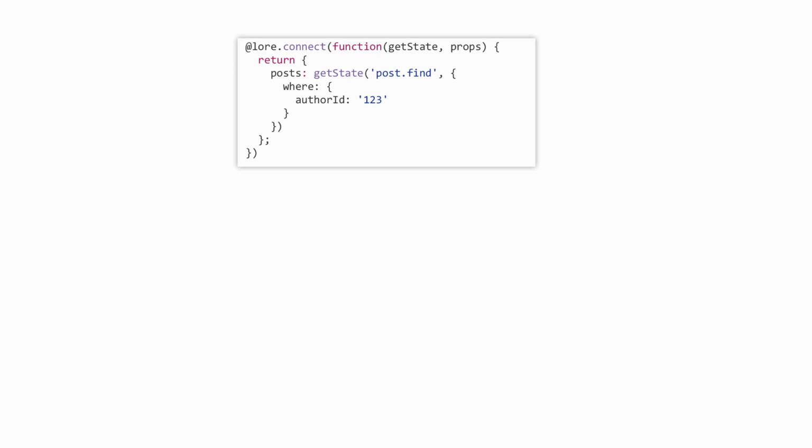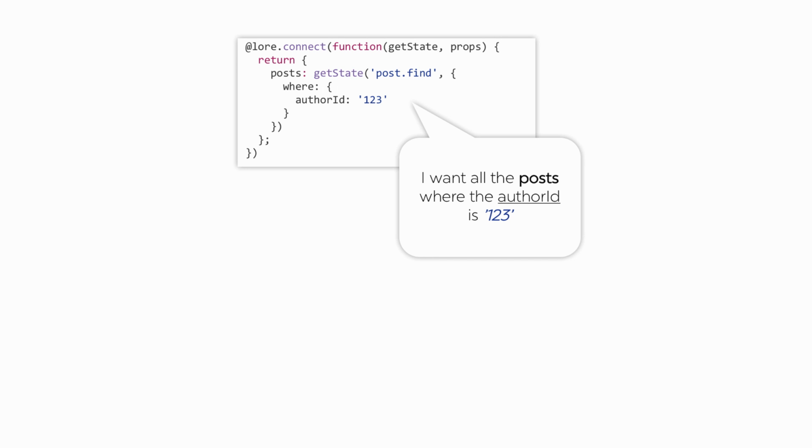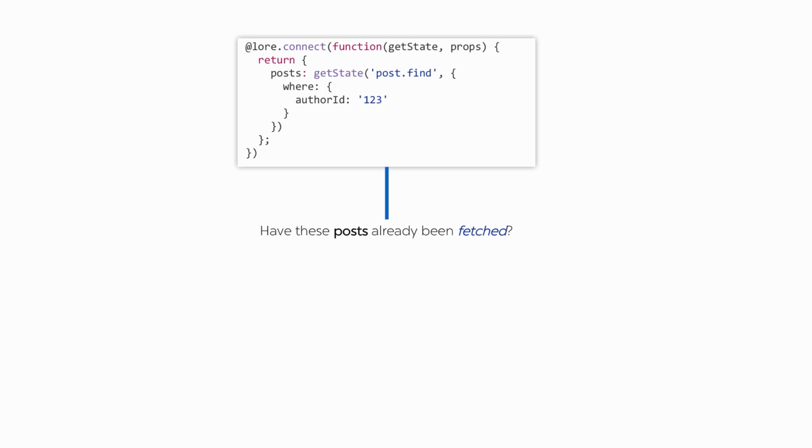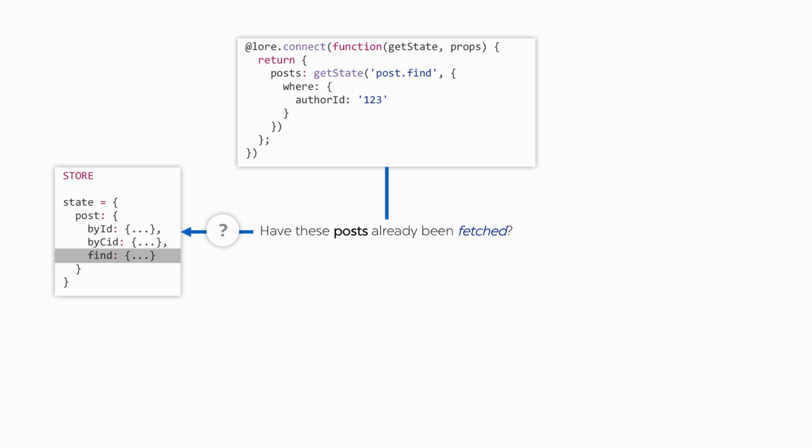And we're going to make it a little more complex. So we're going to compose a statement here that basically says, I want all the posts where the author ID is 1, 2, 3. And when you do that, this higher order component, you're really creating this question that says, have these posts already been fetched, right? So this is what's happening underneath.